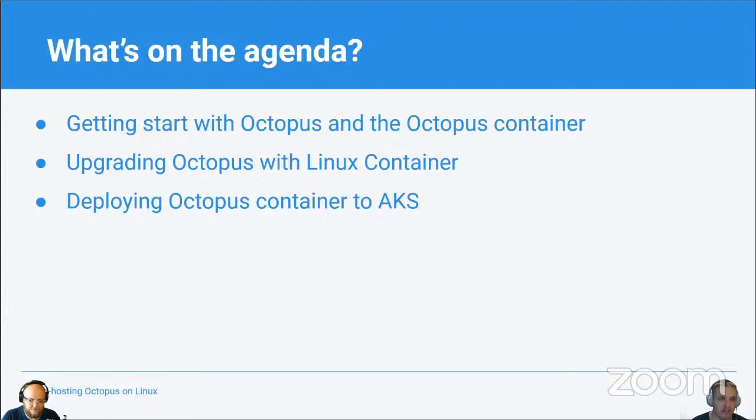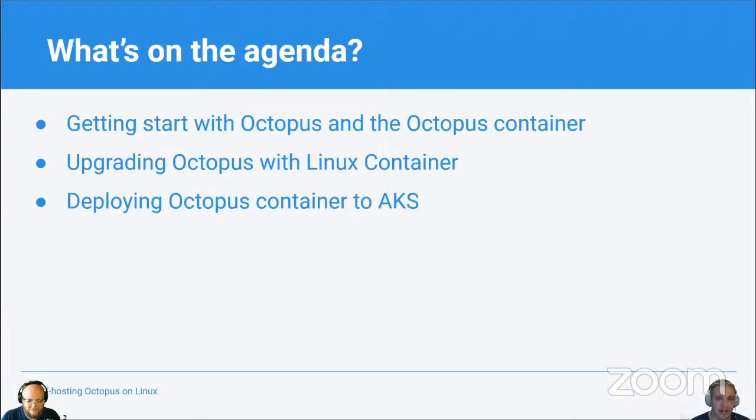So today we're going to show you how to get up and running quickly with the Octopus container using some resources that I built earlier. We're going to take that same Octopus container that we build, and then we're going to upgrade it. So we're going to start on one version and upgrade to another one. And last, we're going to finish off by deploying that Octopus container to Azure AKS. So lots of demos today, Derek. And it's a good time to show this off.